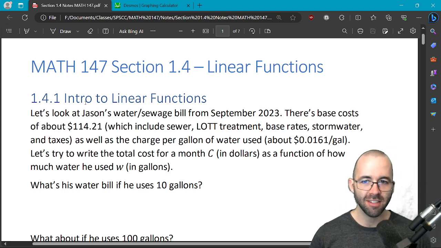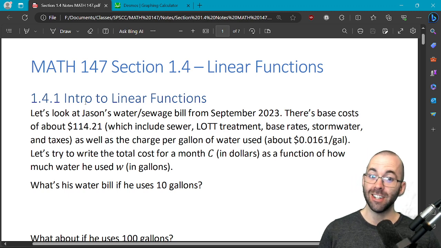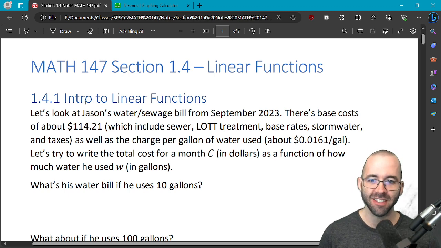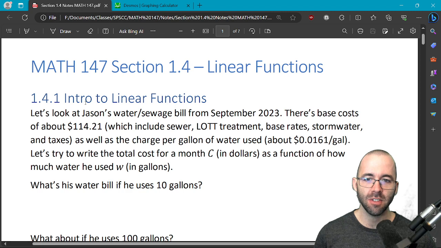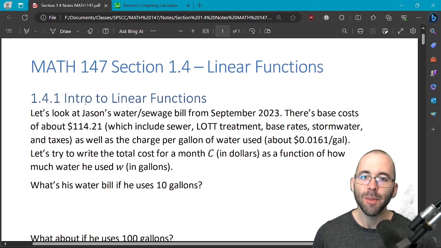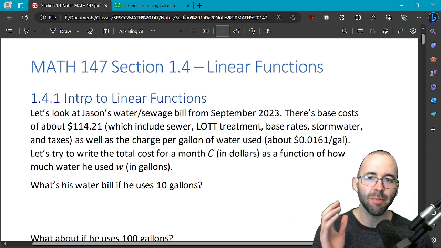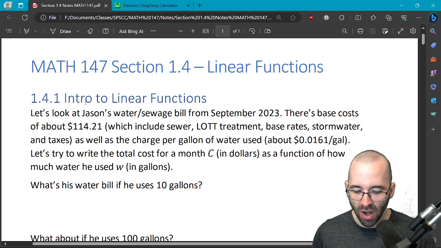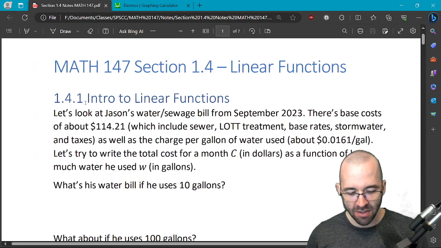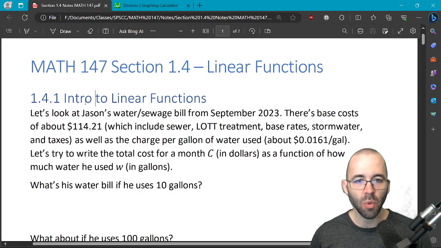There's base costs that make up about $114 of that water bill, and that's just going to be the sewage charge, the LOTT treatment, water treatment, the base rates, the stormwater, and some random taxes. But then the actual amount of money that I have to pay based on the water used is only about 1.6 cents every gallon. Okay.